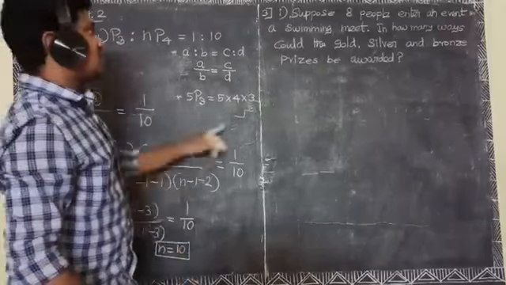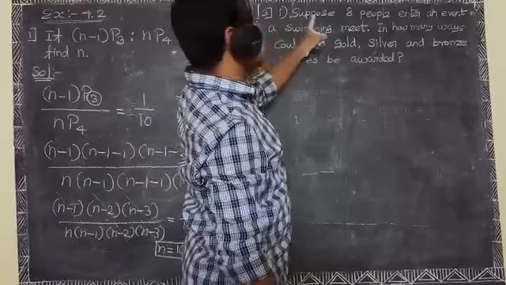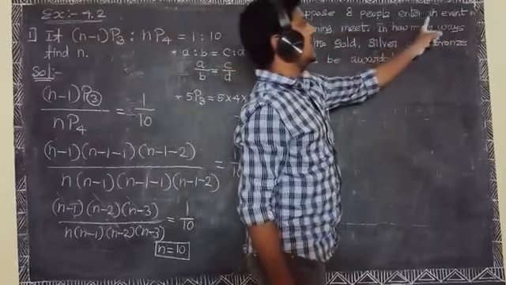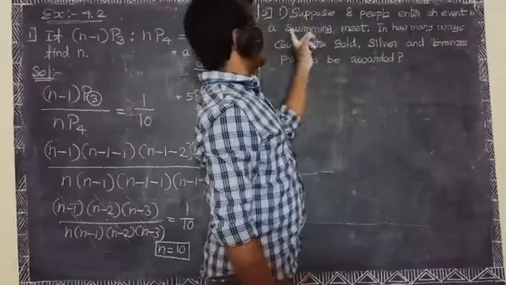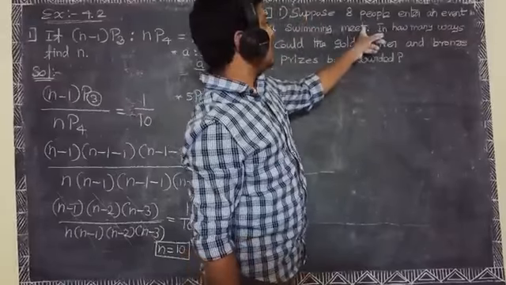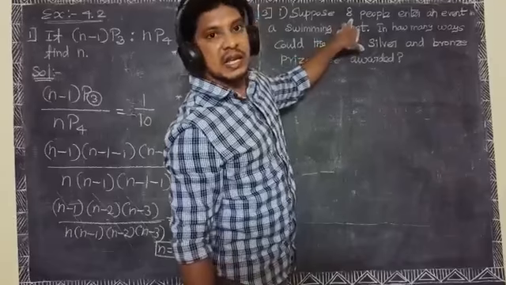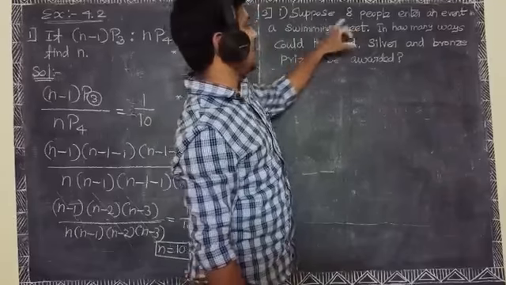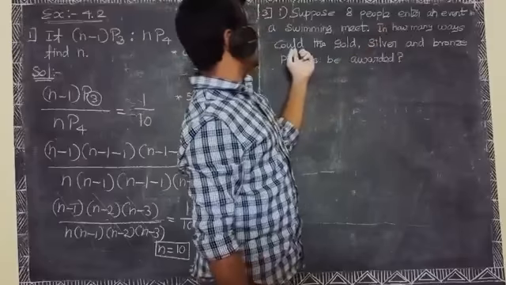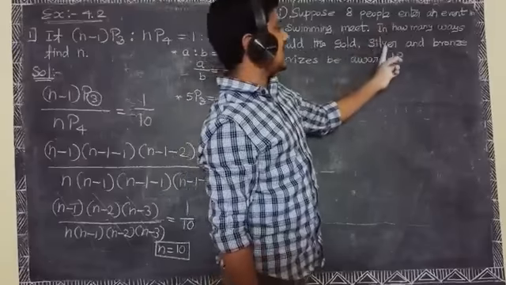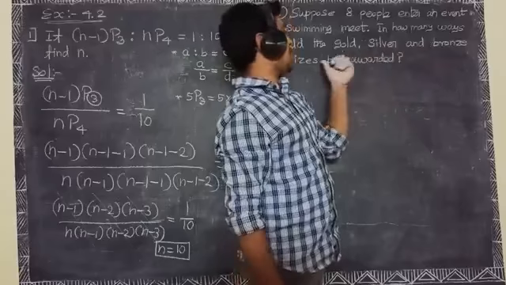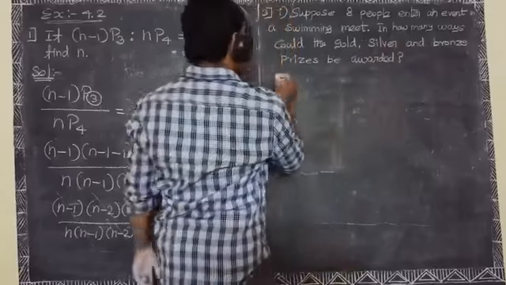Question number 3, first subdivision. Suppose 8 people enter an event in a swimming meet. In how many ways could the gold, silver and bronze prizes be awarded? Solution.